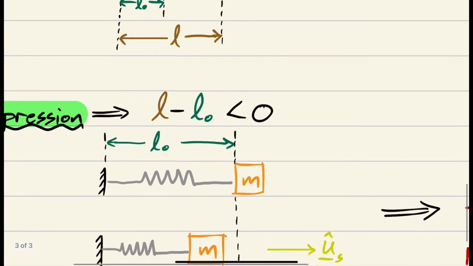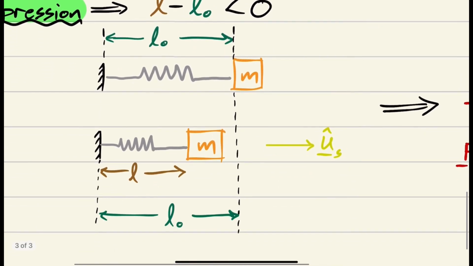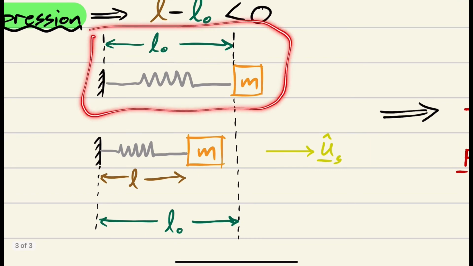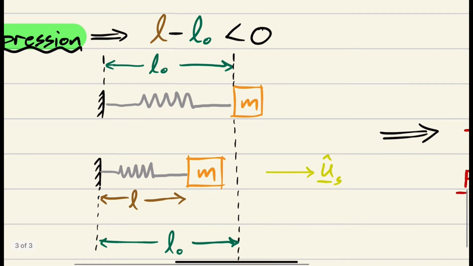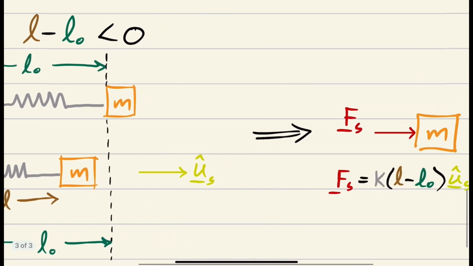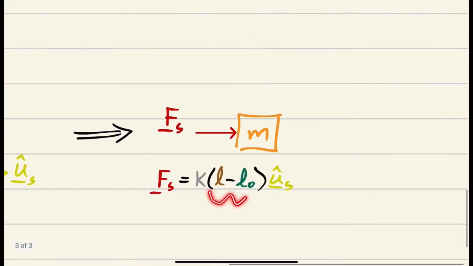All right, now let's talk about compression. Same idea. This is the initial configuration, L naught. And if we compress the spring, then L is now smaller than L naught, which means that L minus L naught is going to be negative. U sub s is in the same direction. But if L minus L naught is negative, we can take that negative out of the parentheses, and you can see it cancels that negative that used to be in front of the K, right?